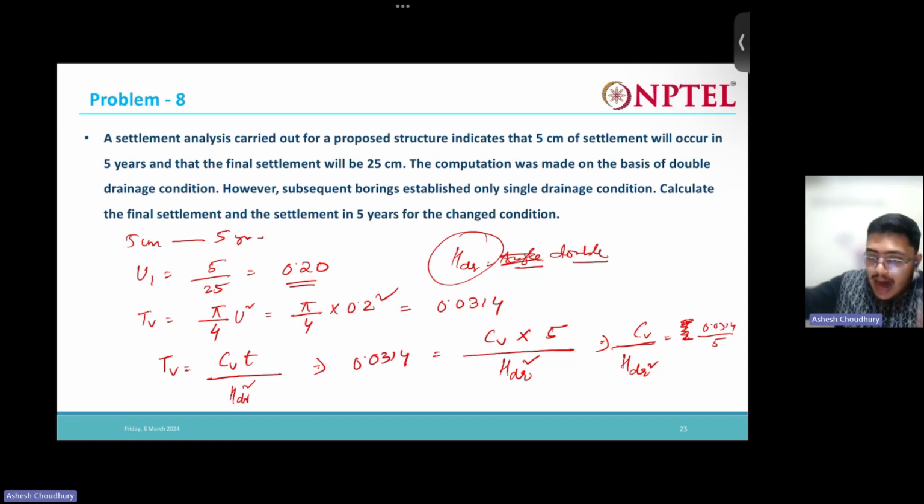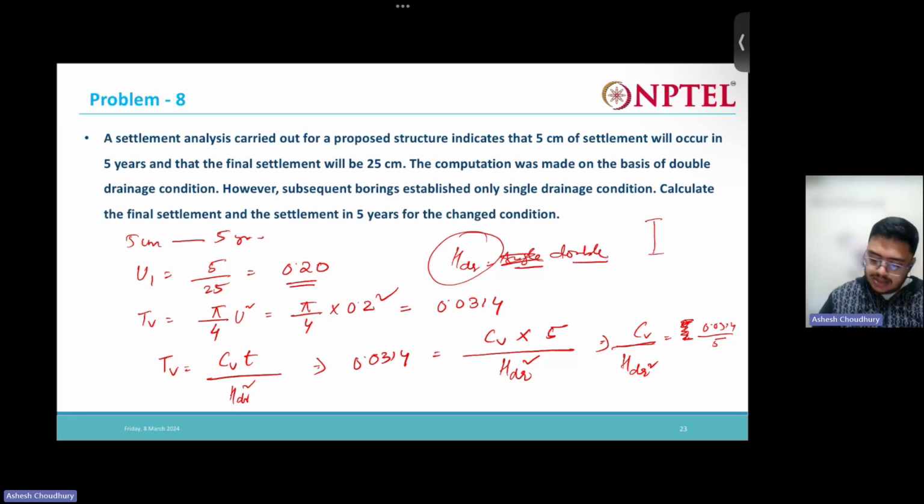Now it is told to us that it was established later that single drainage is occurring. So if single drainage occurs, in 5 years now less than 5 centimeter settlement will occur. That less amount we need to find out. I was getting the opposite thing in my mind. Extremely sorry if I have confused you. So the first case was double drainage, second is single drainage condition.